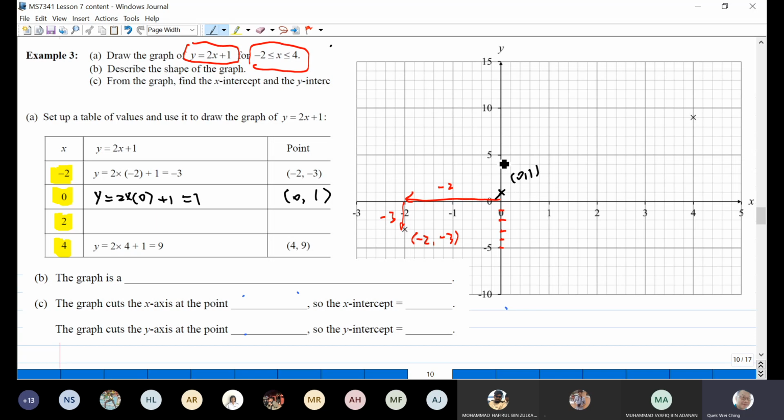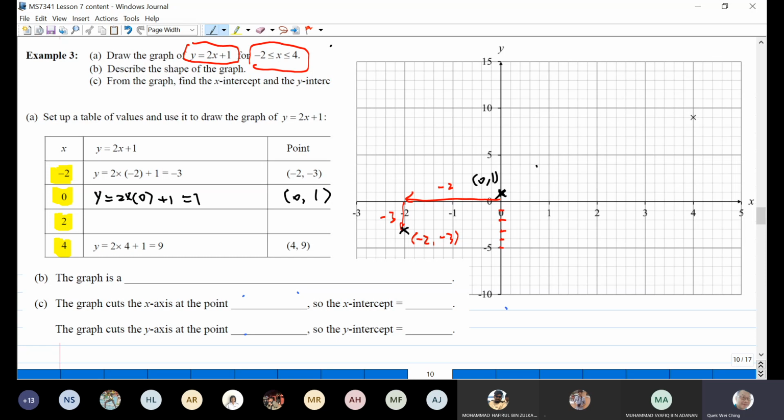Okay, so this is the point (0, 1). X equals 0 and y equals 1. The point is somewhere here. X equals 0, y equals 1. Just now, x equals -2, y equals 3.